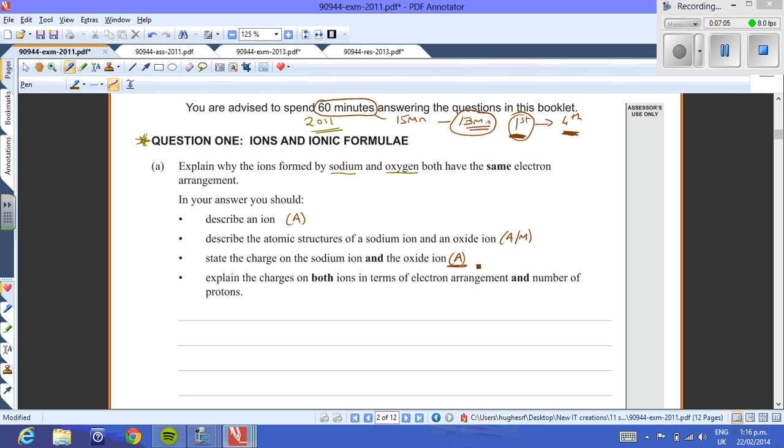Explain the charges on both ions in terms of electron arrangement and number of protons. Anytime you see the word explain in NCEA, that typically means excellence or at least merit for that answer. So bear that in mind.